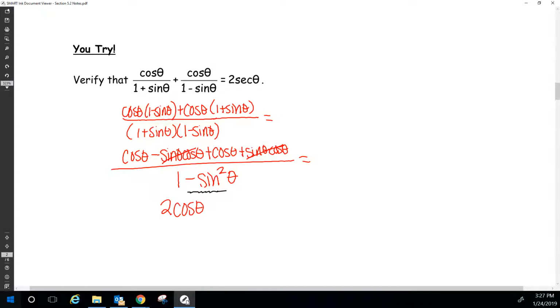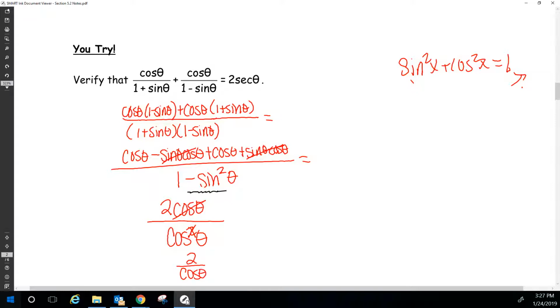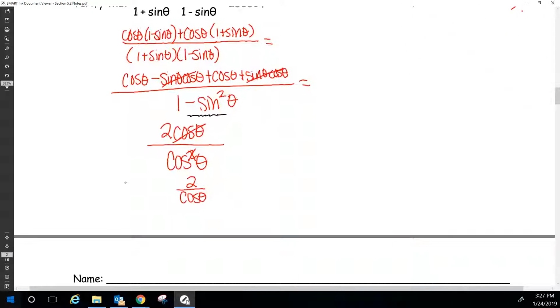On the bottom, I have 1 minus sine squared theta. Remember, we know sine squared x plus cosine squared x is equal to 1. If I move the 1 over, 1 minus sine squared theta is equal to cosine squared theta. So at the bottom, I've got cosine squared theta. One of these cosines will cancel out, and I've got 2 over cosine theta. The reciprocal of cosine theta is secant theta. So this is the same thing as 2 times, not 1 over cosine theta, but secant theta. And that's where we're trying to get to.